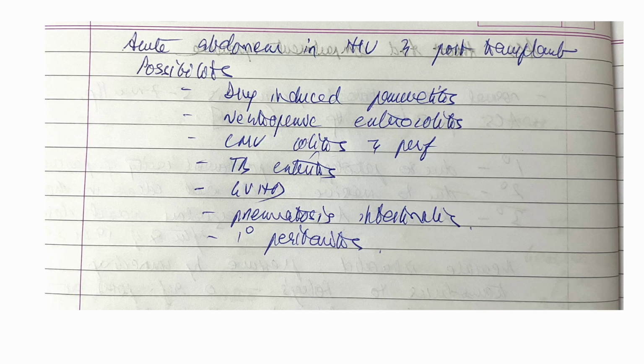In an HIV-positive patient and a post-transplant patient, the possibilities for an acute abdomen are drug-induced pancreatitis, neutropenic enterocolitis, CMV colitis, perforation, TB enteritis, GVHD, pneumatosis intestinalis, primary peritonitis.